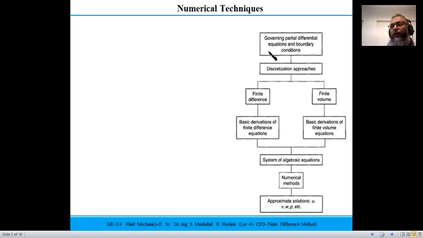This discretization has several different types of approaches. Here I have mentioned finite difference and finite volume. In finite difference, we will look closely today. In the finite volume method, we take a finite volume and we observe the governing equations to be satisfied within that volume. So what is happening in the volume is dictated by what is coming in and what is leaving the volume.